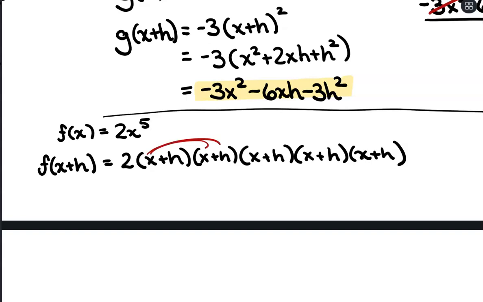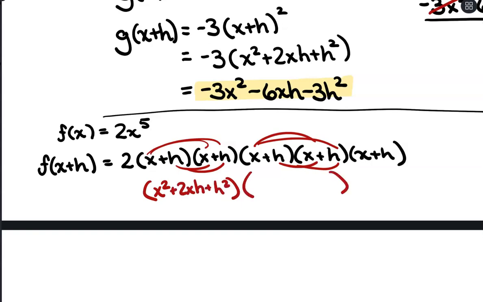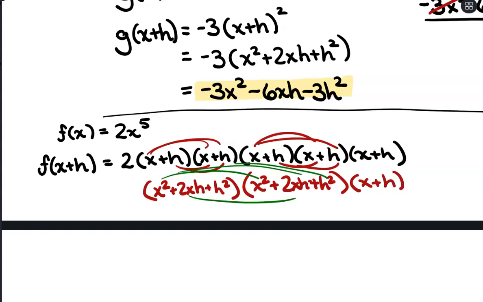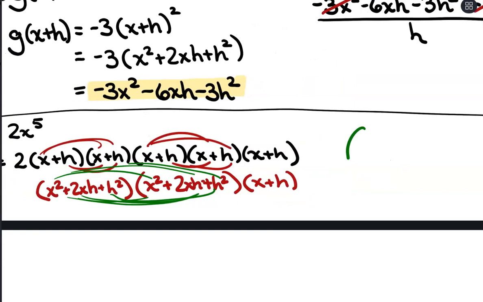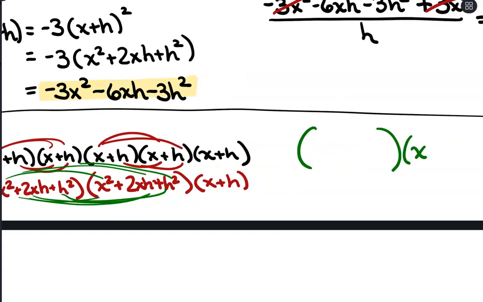What we could do is FOIL this, and we would have these expanded, x squared plus 2xh plus h squared times x squared plus 2xh plus h squared times x plus h. And then what we could do is our multiplication of polynomials here. Oh my goodness, there'd be so many pieces. And once you got that monstrous polynomial, then we would multiply by x plus h and multiply that on through to absolutely everything in there.